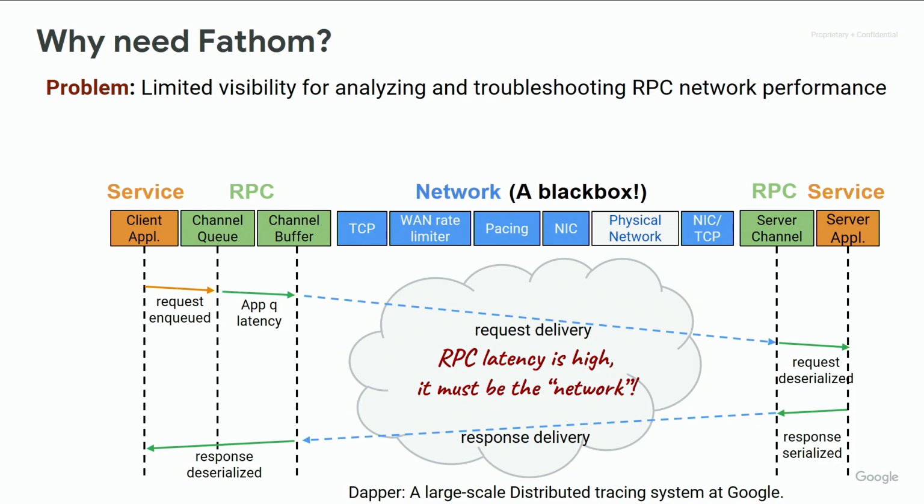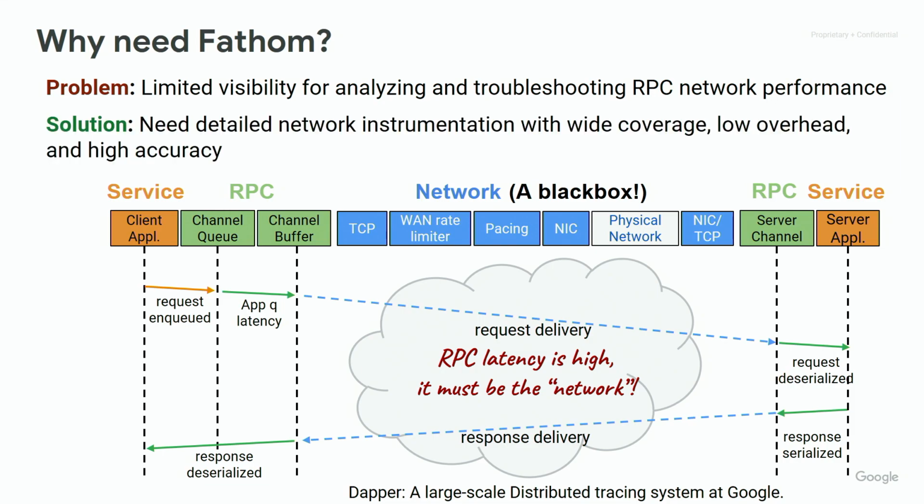And this lack of visibility can cause significant delays in troubleshooting performance issues and also leads to an incomplete understanding of network infrastructure performance. So to address this issue, we've developed Fathom, a detailed network instrumentation system with wide coverage, low operational overhead, and high accuracy. Deployed for over 5 years, Fathom has become Google's primary tool for troubleshooting RPC network issues and evaluating the impact of network infrastructure changes.